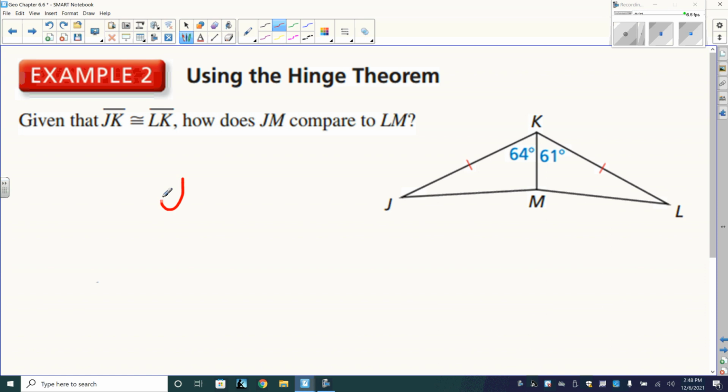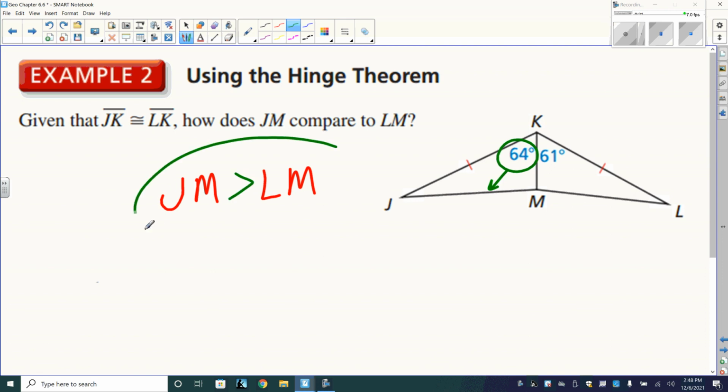Okay, here we want to compare JM and LM. 64 is the bigger angle. So the side length opposite would be bigger. And that's it.